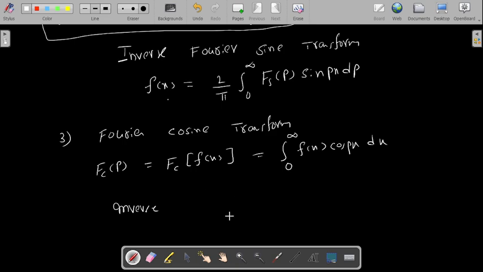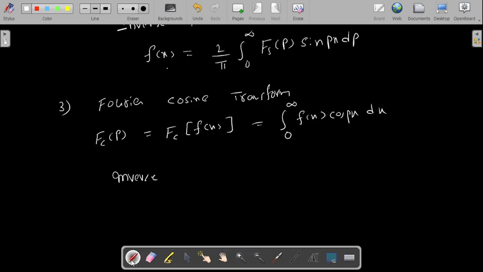Inverse. So what does the inverse mean? Again, you have to get the original function: f of x is equal to 2 by pi integral 0 to infinity fc of p, whatever you got as the Fourier cosine transform, you have to write fc of p cos px dp. So these are the formulae.